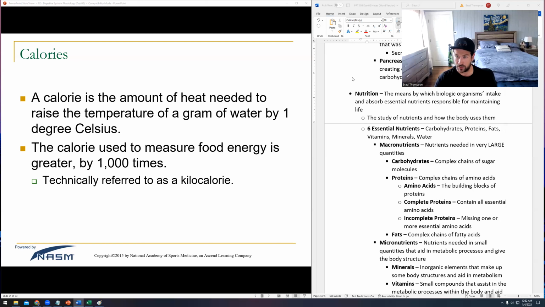Calories are a measuring tool. They are like an inch or a mile or anything like that. They're not actually a nutrient, right?